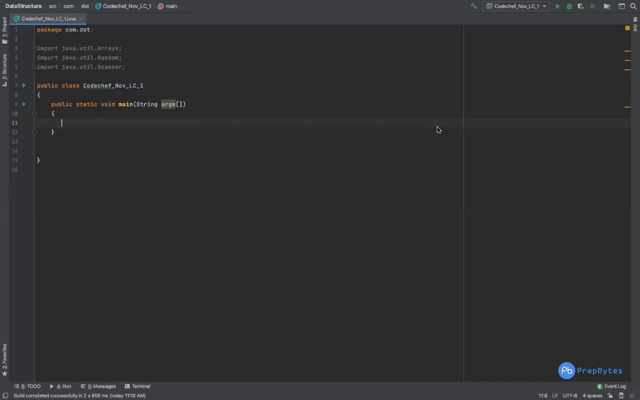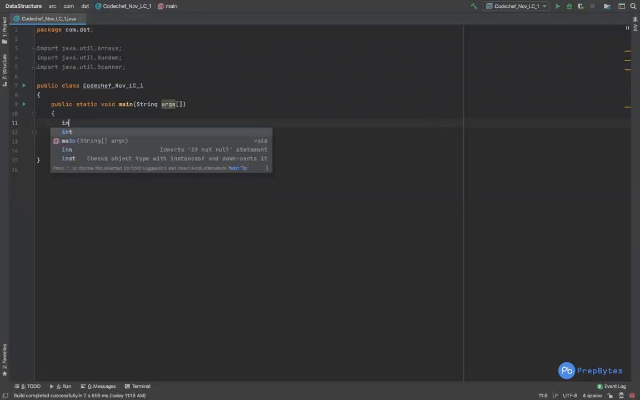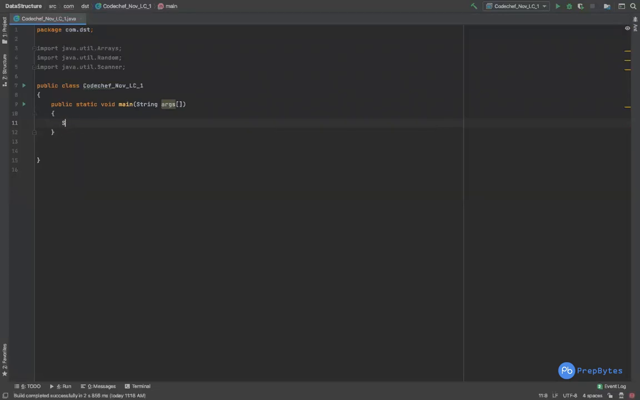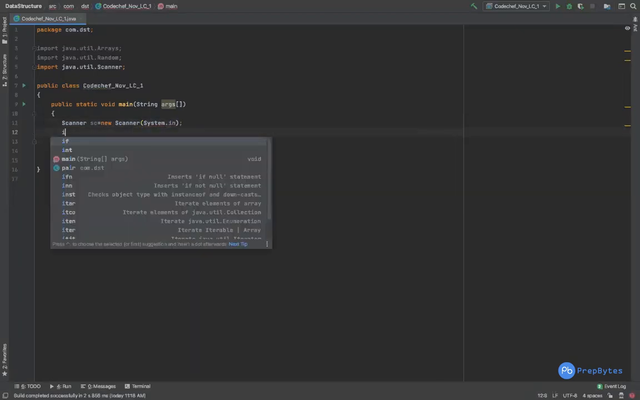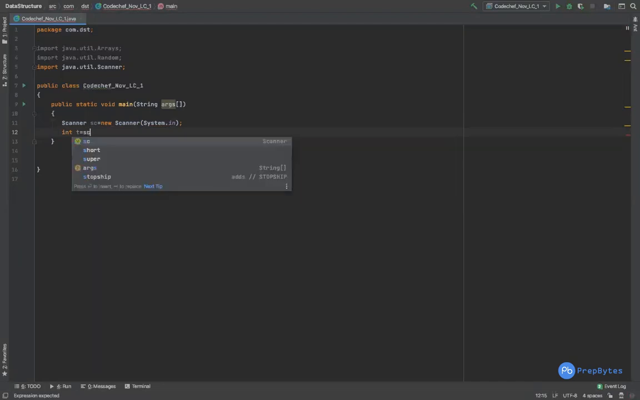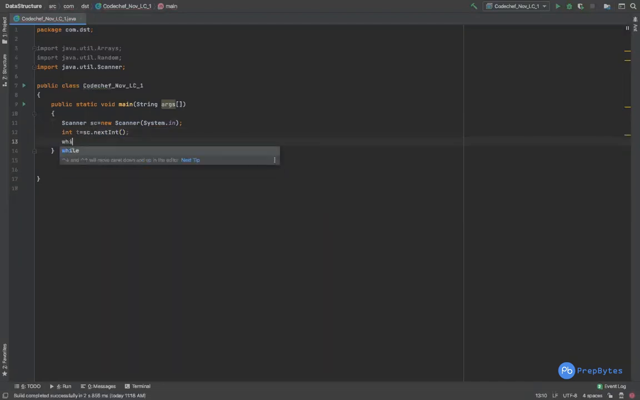Okay, now let's start. Firstly, we will take a scanner for taking input. Now we will take the number of test cases firstly. Then we will traverse for each test case until it's greater than 0. If there are two test cases, then it will run two times. That's why I've written while t-- greater than 0. Here t will be decremented each time this operation is performed.